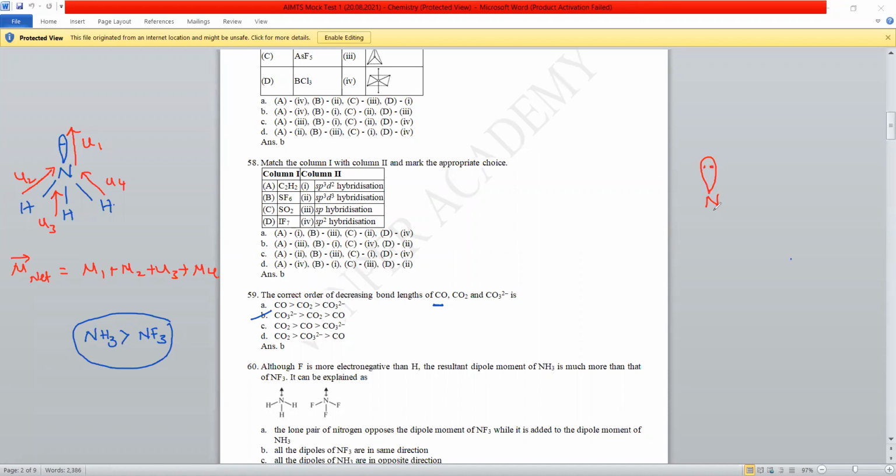Fluorine is more electronegative. Here should be the fluorine, here another fluorine, and here another fluorine: NF3. So this also will be a pyramidal shape. As we know very well, from nitrogen to the lone pair, we have to show the arrow mark. This is mu1 direction.